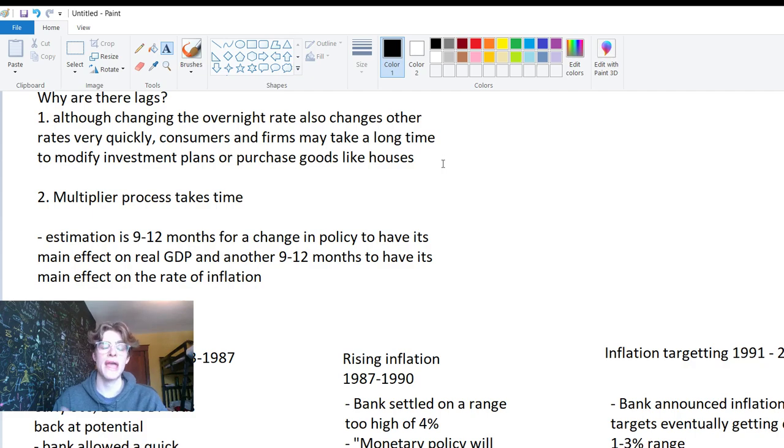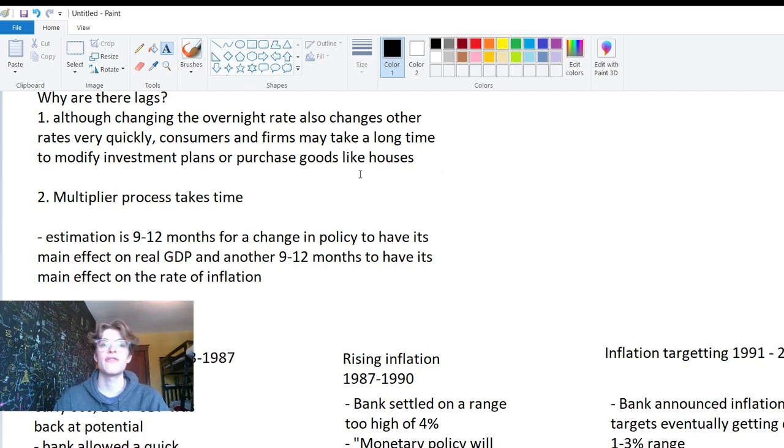The banks all adjust really quickly. But as a consumer, you might not go, oh, I see the interest rate drop by 0.25%. That doesn't make me want to go buy a house right away, right? So it takes a long time for you to say, okay, the rate is going to be lower for a long time. Now I'm going to go buy the house.